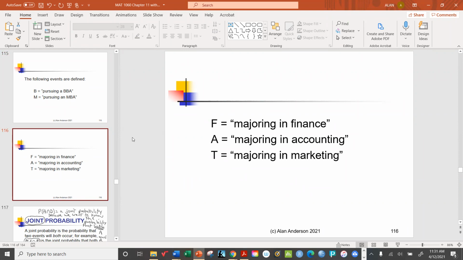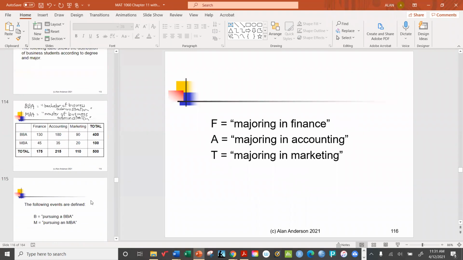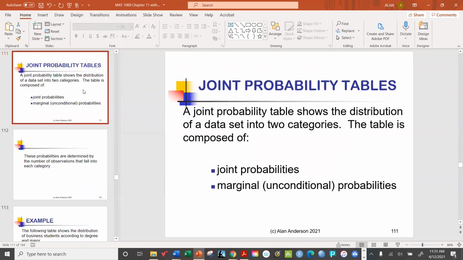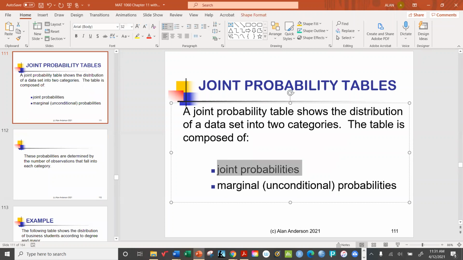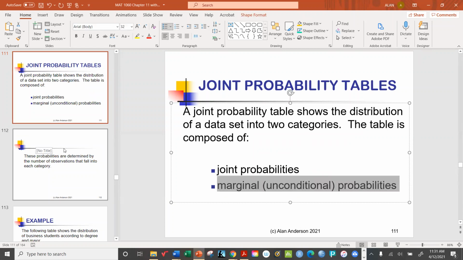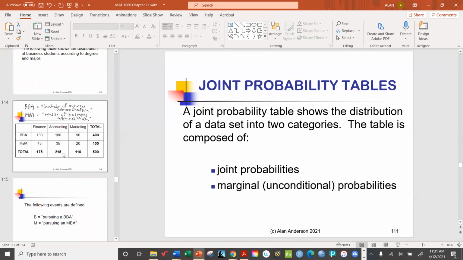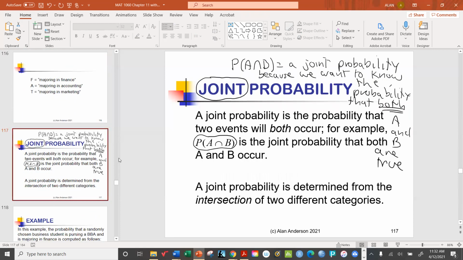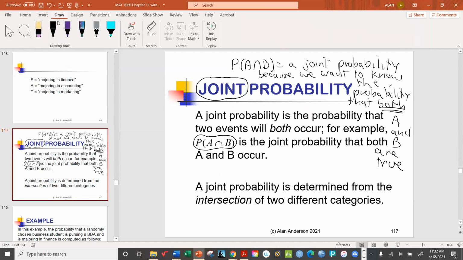Now, we can introduce the first of our three new probabilities, the joint probability. We mentioned that earlier. These tables represent two kinds of probabilities: joint probabilities, and these other ones, marginal or unconditional probabilities. What are these all about? Well, we'll start with the joint probabilities. A joint probability is the probability that two events will both occur.